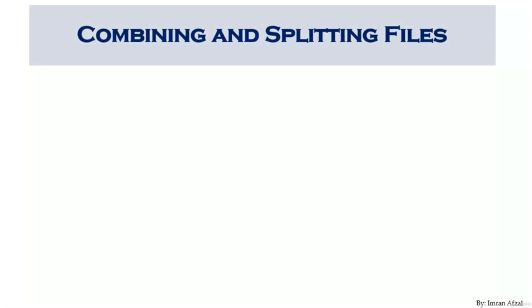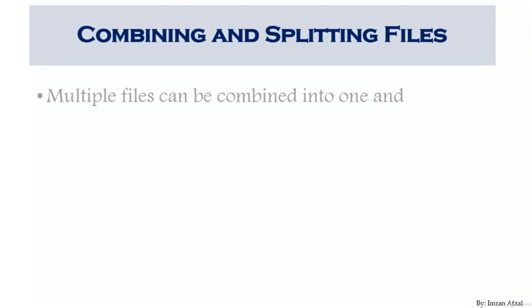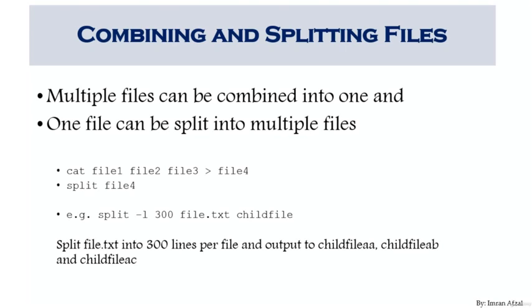Next topic we have is combining and splitting files. You could combine multiple files into one, and you could split one file into multiple files. Just an example right here, when you cat 3 files, you could output all those files into a fourth file, which you call file 4. Whatever the contents of files 1, 2, 3, they will be combined and pushed out to file 4. So that's how you combine it.